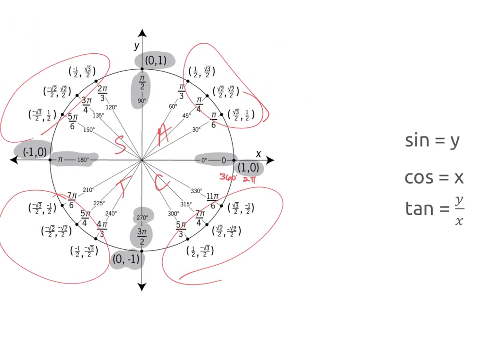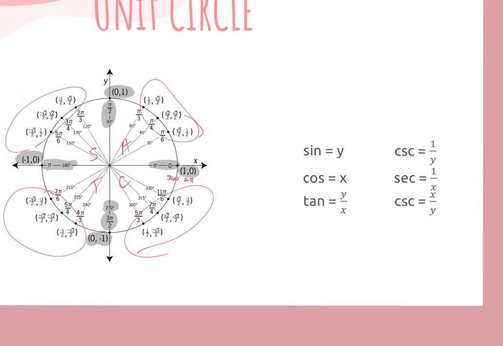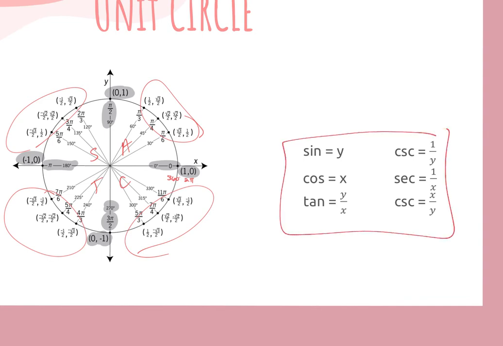And then once you know it, you can use our tricks of sine being y, cosine being x, tangent being y over x, and then the reciprocal functions on the other side. If I flip sine, I get cosecant. If I flip cosine, I get secant. And if I flip tangent, I get, oh, this should be cotangent. Ooh, that's cotangent.